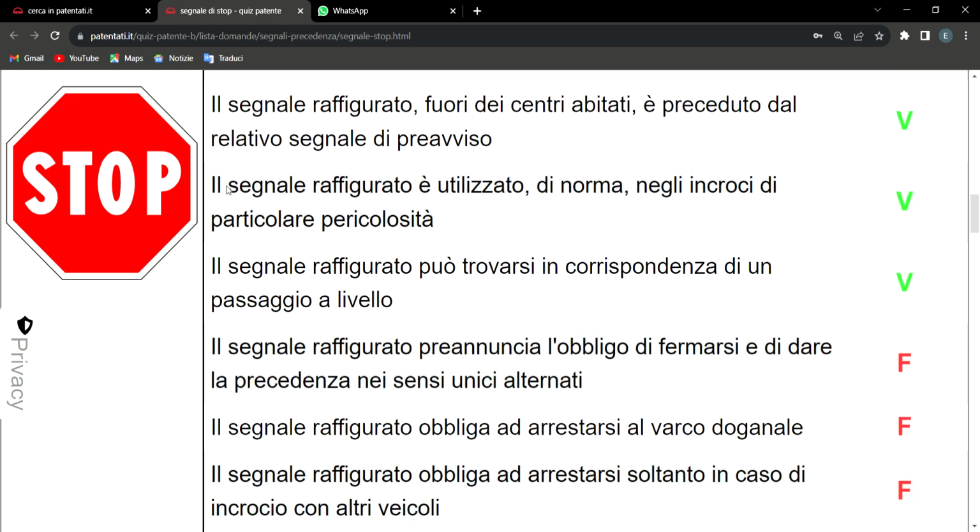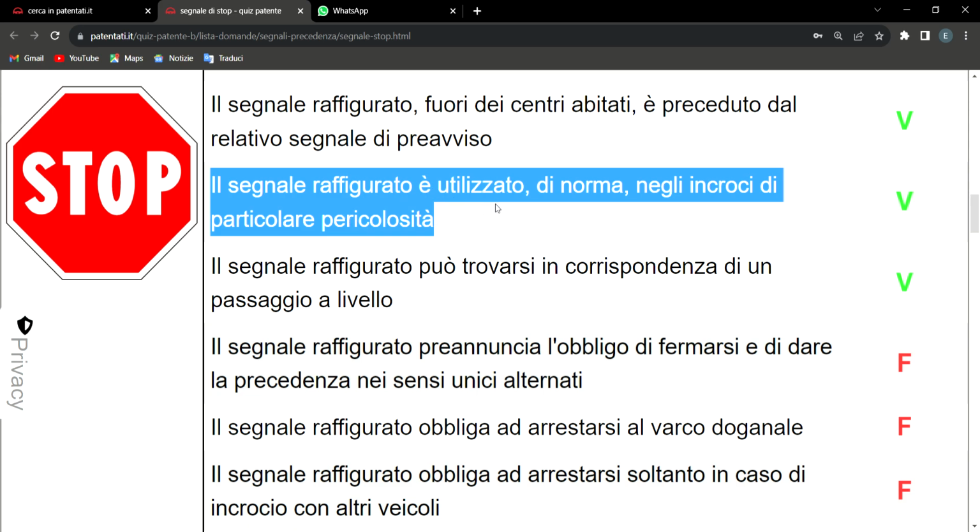Take note of that. It says, il segnale raffigurato è utilizzato generalmente nei incrocio di particolare pericolosità. So what is he saying here? He said this very sign that is here is generally used in a junction that is very dangerous, a junction that has poor visibility, a low visibility, a low sight. So this is where you can easily find this kind of sign. And whenever you find this kind of sign, all you have to do as a driver is stop and give way to vehicles that are transiting before you occupy the junction. So this is the reason why this one is vero.